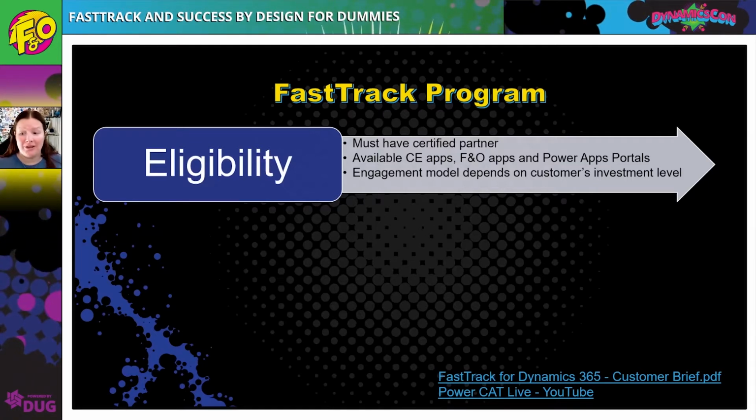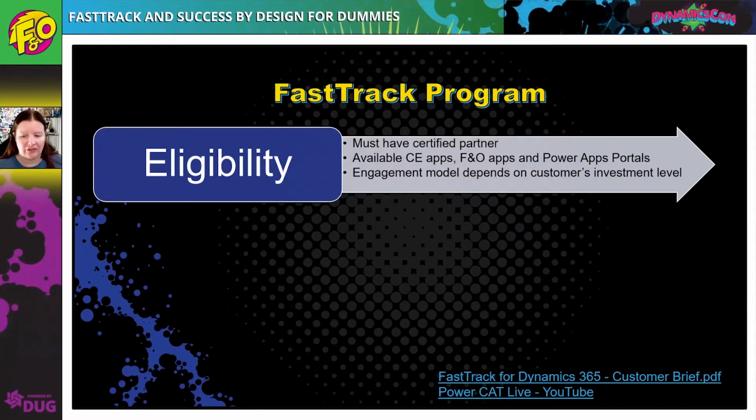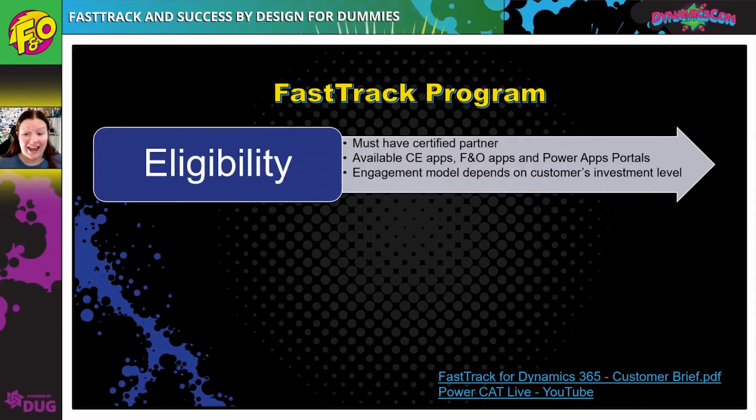The FastTrack program is available to customers with a qualifying investment of any Dynamics 365 product, including Dynamics 365 Sales, Customer Service, Field Service, Marketing, Finance, Supply Chain Management, Project Operations, Commerce, Human Resources, and Power Apps Portals projects. The engagement model of the FastTrack program will differ slightly based on the investment level from the customer.